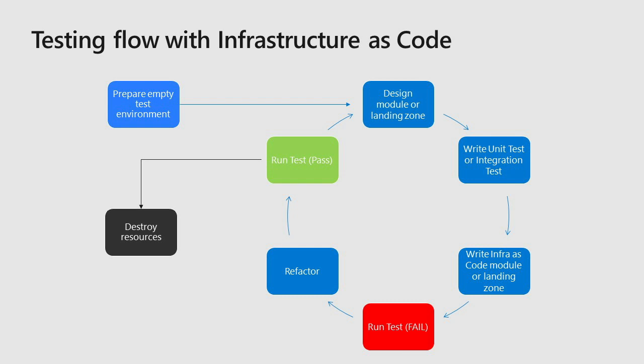And if the test fails, then we're going to refactor our code and run the test again until it's successful. At the end of the test, we want to make sure that beyond creating the resources, we can destroy the resources as well, and that we can return to a known state, and that the entire flow is working correctly.